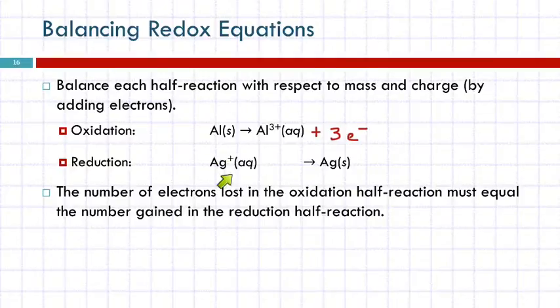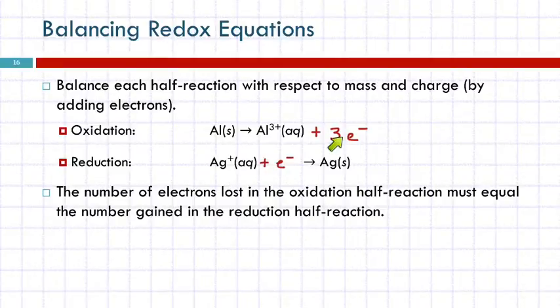And then down here, what side am I going to add the electrons on? The left side, because I have a charge there. So I want to add 1 electron because I have a +1 charge. So these charges now add up to 0, which is equal to the charge on the other side.